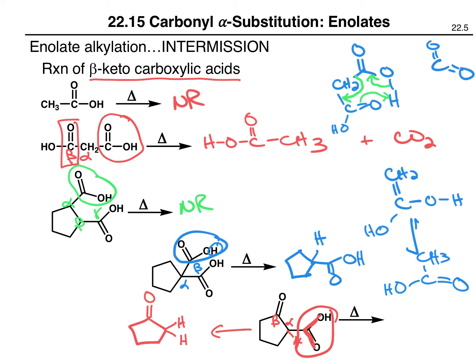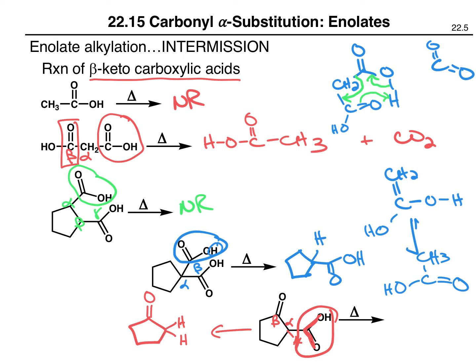Well, notice if we look at our product, we have a ketone, and our starting material was a ketone with a carboxylic acid beta to it, which means we have this position that's alpha to both groups, which means this can be alkylated more easily than what we had over here.